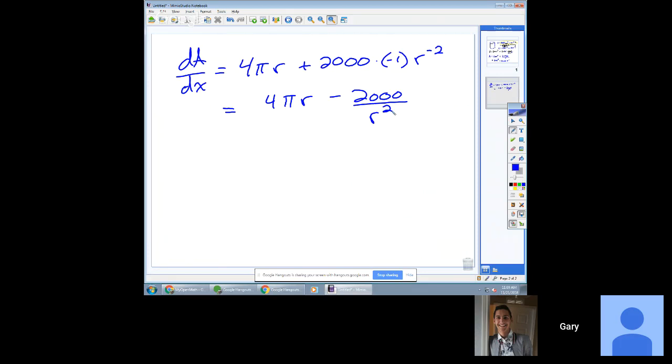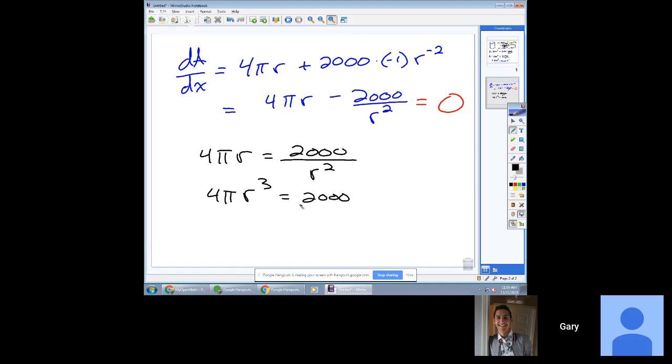And considering critical numbers. Right away I can look at this and see that if r is 0, it's undefined, but if the radius is 0, I've got no can. So that's not my domain of consideration. Then we just need to set it equal to 0 and find critical values that way. Solving this, I would add the 2,000 over r squared to the other side. So we'll get 4 pi r equals 2,000 over r squared. Multiply both sides by r squared, so the r's are on one side, and then divide by the 4 pi. Almost done.